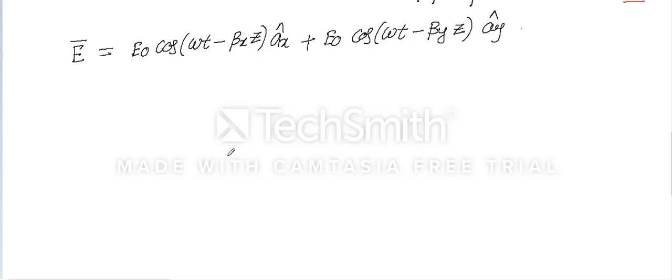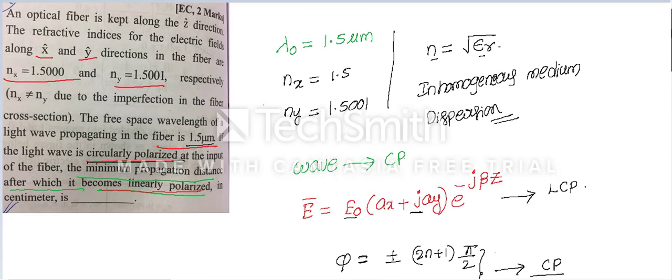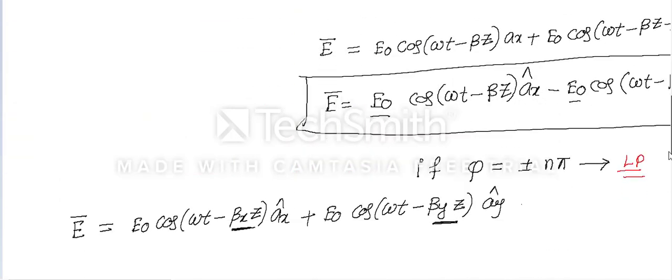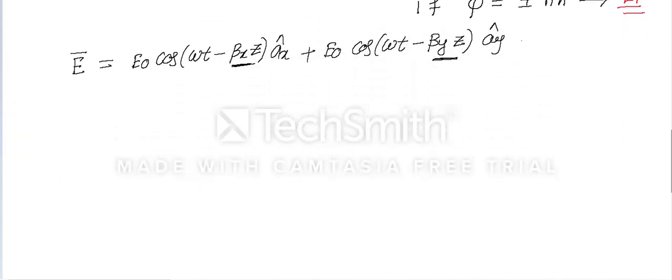Initially, what they are saying is the wave is circularly polarized. Earlier, we used to do the problems by taking z equal to 0, then this term becomes 0. But previously we considered the media to be homogeneous, where beta everywhere is constant. We assume homogeneous media, but in this case the media are not homogeneous, so the permittivities change from medium to medium.